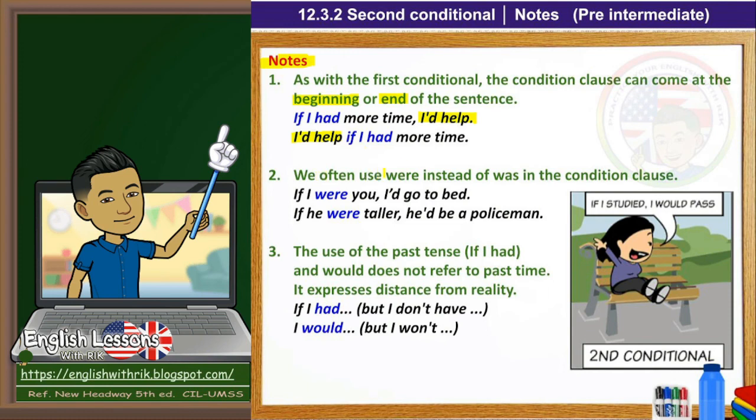We often use were instead of was in the condition clause. If I were you, I'd go to bed. If he were taller, he'd be a policeman. The use of the past tense, if I had, and would, does not refer to past time. It expresses distance from reality. If I had, I would.